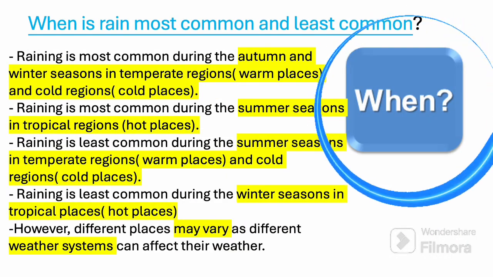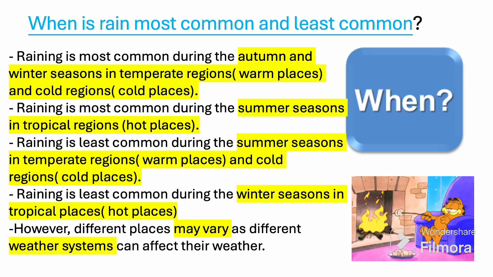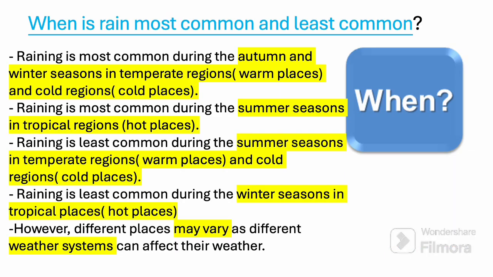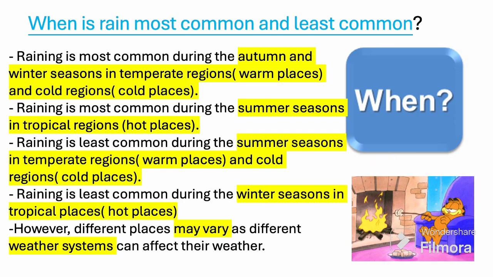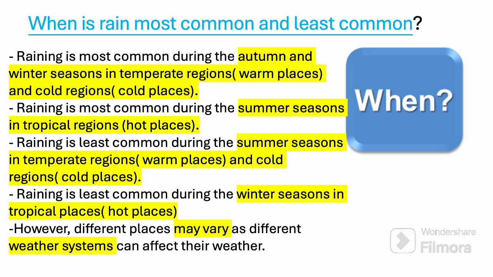When is rain most common and least common? Raining is most common during the autumn and winter seasons in temperate regions, which are warm places, and cold regions, which are cold places. Raining is most common during the summer seasons in tropical regions, which are hot places. Raining is least common during the summer seasons in temperate regions and cold regions. Raining is least common during the winter seasons in tropical places. However, different places may vary as different weather systems can affect the weather.